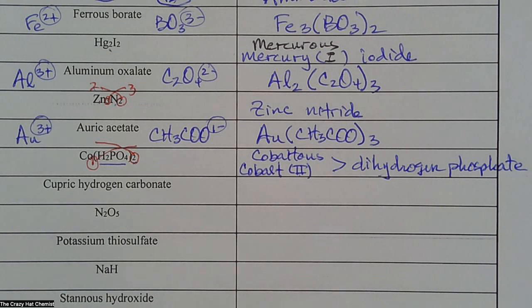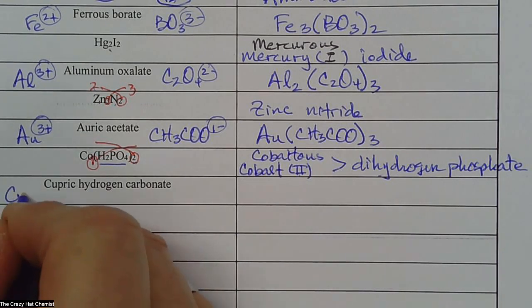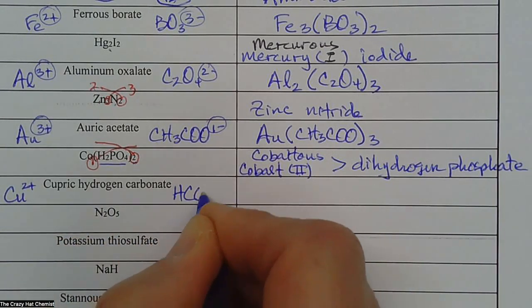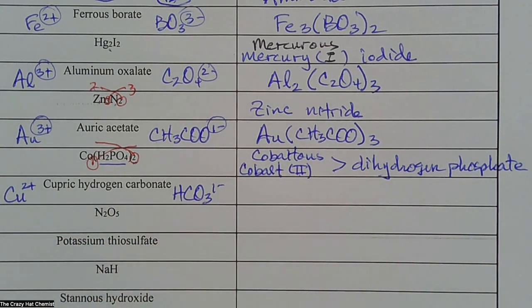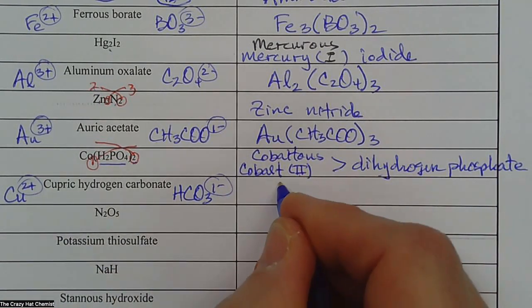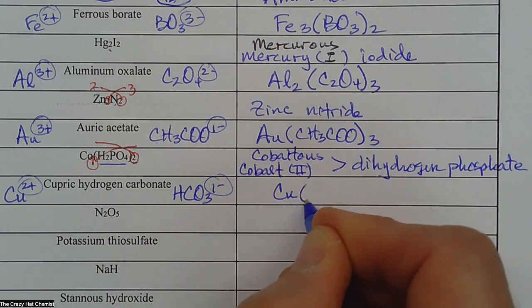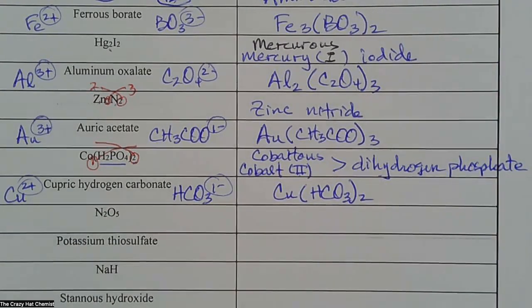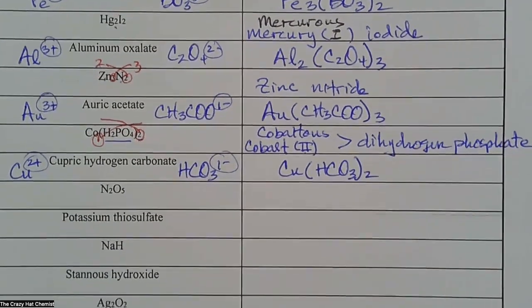All right. The next one is cupric, that is Cu with a 2 plus, and then hydrogen carbonate, that's HCO3 with a 1 minus charge. You're going to take the absolute value of these two numbers, flip them, bring them down, and that's Cu parentheses HCO3 parentheses and a 2. Okay. Slide this on up here.